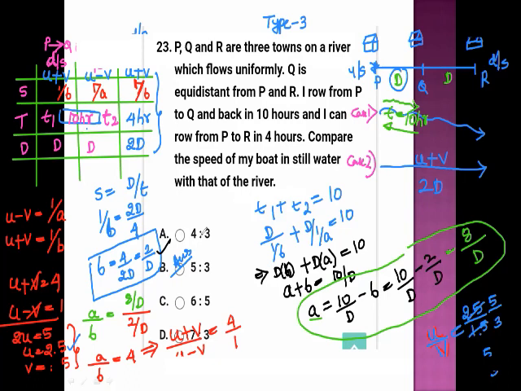These are the type 3 problems. You need to practice this in order to boost your speed in the examination hall. You have to do it very fast. Therefore the ratio is 5:3. So this is the solution for this problem.